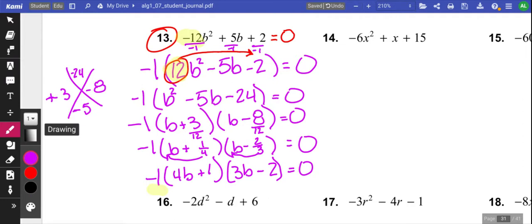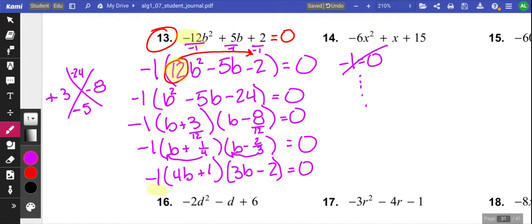So technically I could say -1 equals 0, but there's really nothing I can do to make that statement true. If you want, you can write it out just to remind yourself that that is a factor, but when you just have a number and no variable, that factor is not going to equal 0.